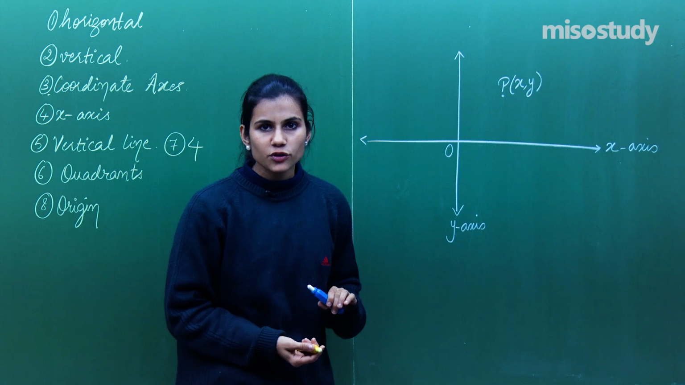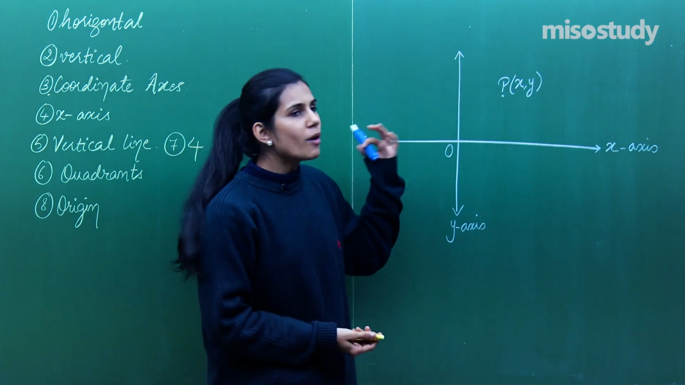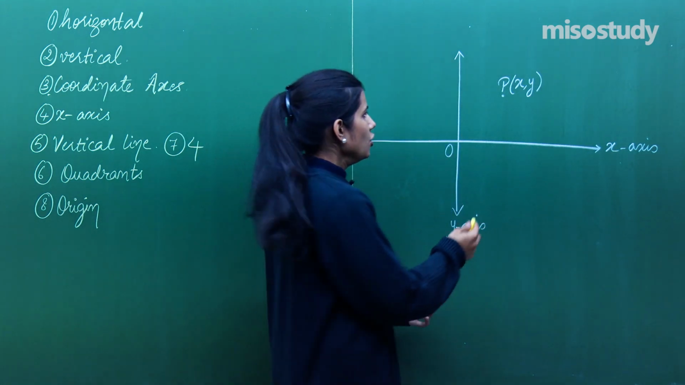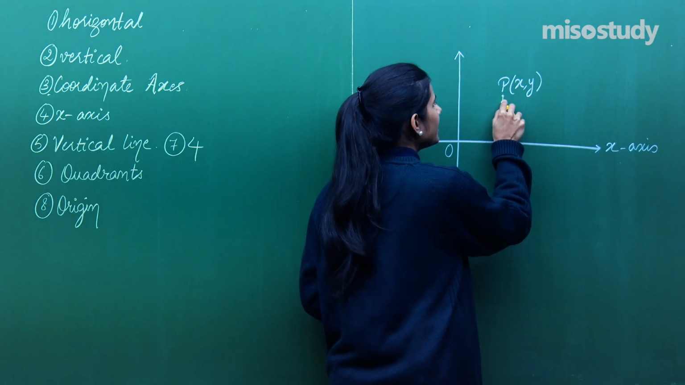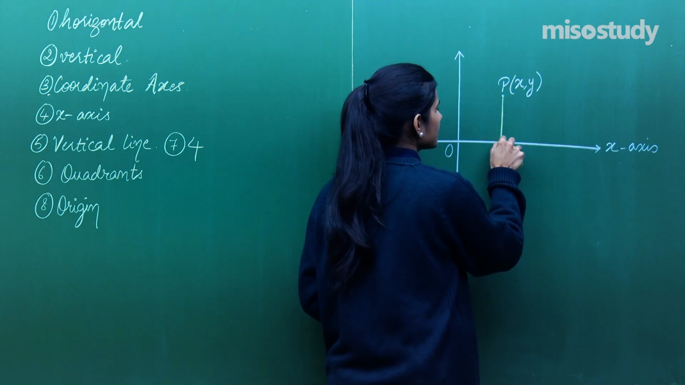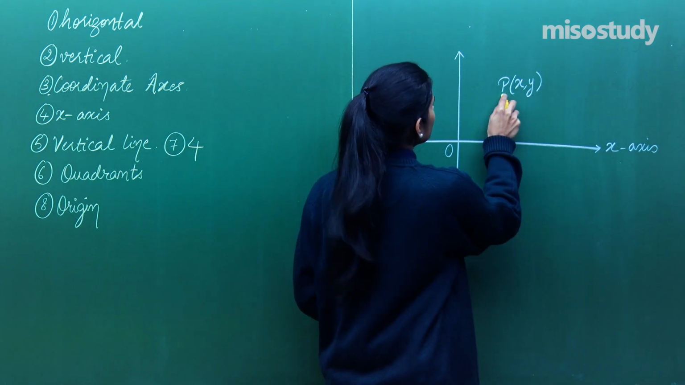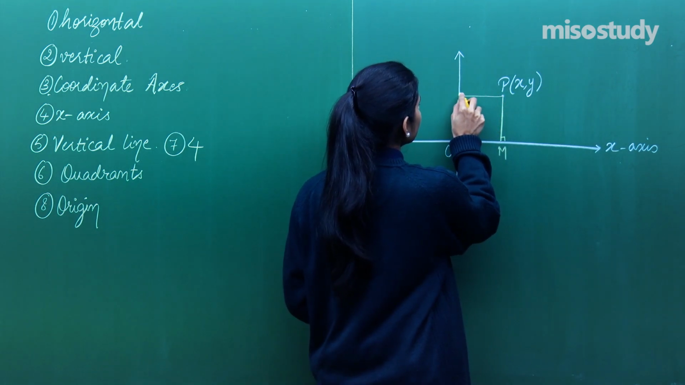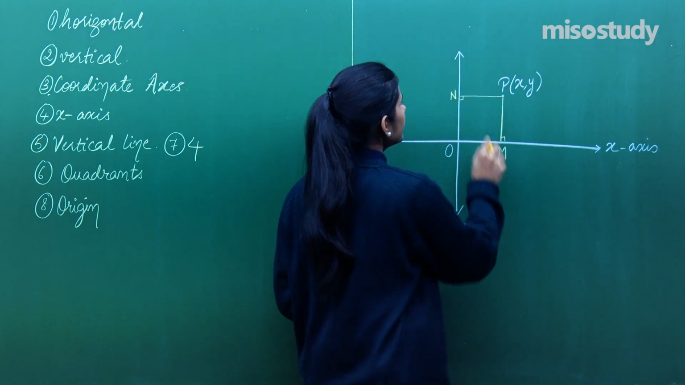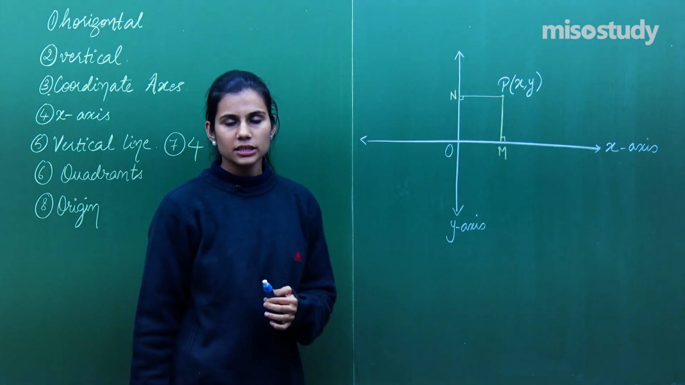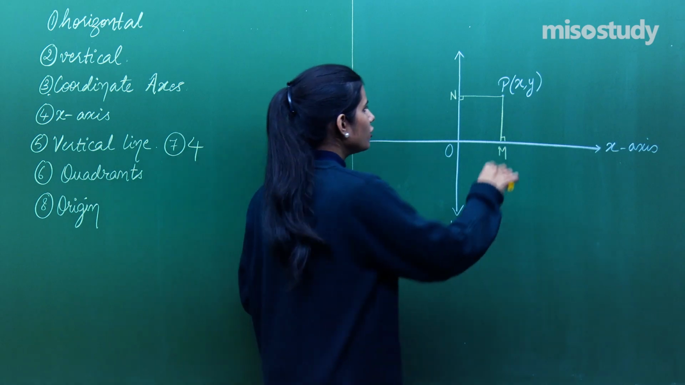x is the x coordinate of point P. How do you get it? y is the y coordinate of point P. How do you get it? From P, you drop a perpendicular onto the x-axis. Say this point is M. From P, you also drop a perpendicular onto the y-axis. Say this point is N. First of all, please understand what is PM.